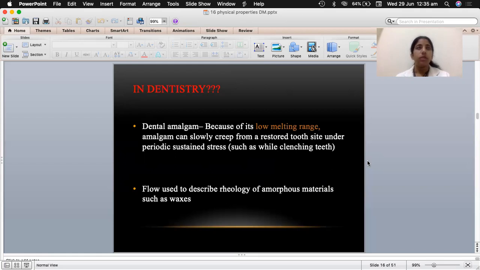Flow is used in dentistry to describe the flow characteristic of amorphous materials like waxes and all.